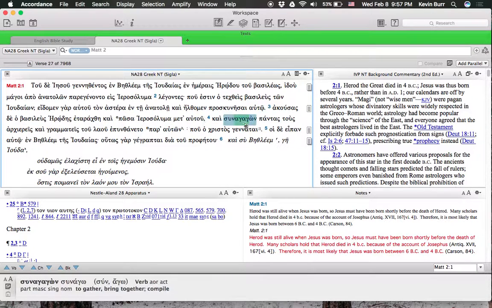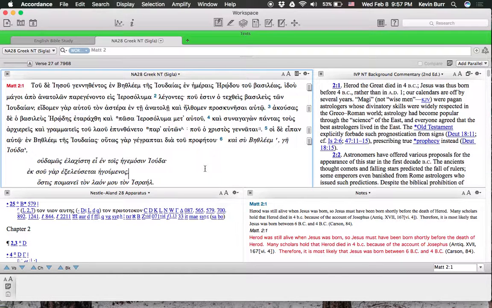So he was the one who gathered together all the high priests, all the chief priests, and the scribes of the people. The sentence doesn't say they were gathered together. It is saying that Herod, after he had gathered them together, inquired of them where the Christ was to be born.